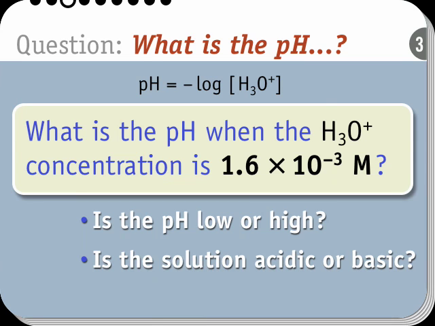Let's find the pH of a solution that has a hydronium ion concentration of 1.6 × 10 to the minus 3 moles per liter. We know the pH is going to be somewhere around 3, which means the solution is going to be acidic, but what is the exact pH? Let's do the calculation on the next slide.